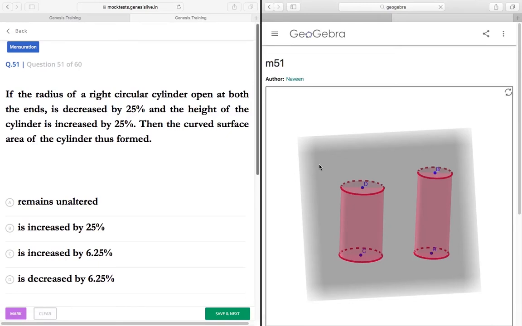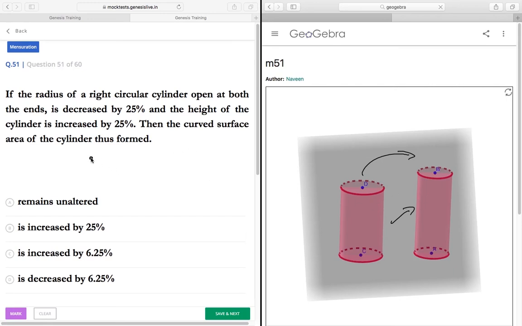If the radius of a right circular cylinder open at both the ends is decreased by 25%. Now this radius has been decreased by 25%, and the height has been increased. Fine. So now for this, the curved surface area thus formed is what we are supposed to find. In this particular cylinder, compared to this, what changes have happened? That's what we are supposed to identify.